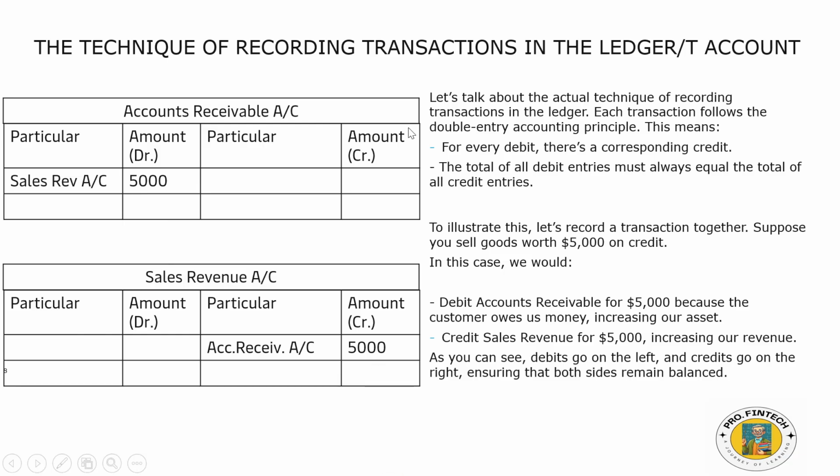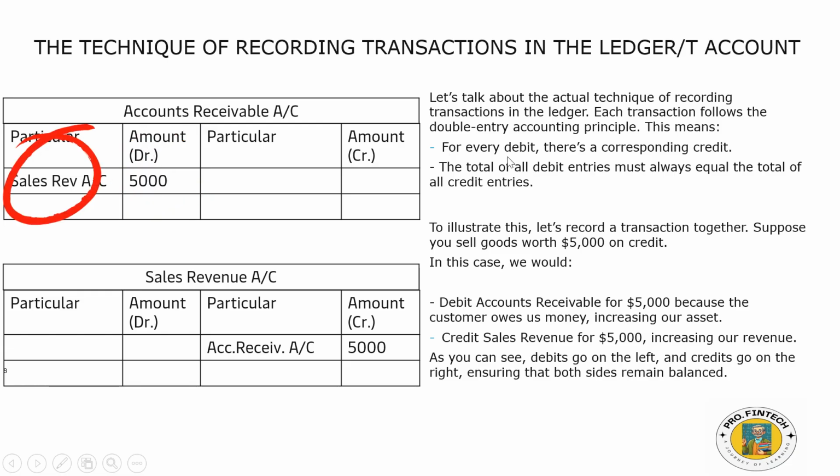You can see this in the table. On the left side, accounts receivable account and sales revenue account. These two ledger accounts are also called T accounts. In this entry, as we have shared, debit accounts receivable for $5,000. So debit accounts receivable $5,000 on the debit side, with the particular being sales revenue.